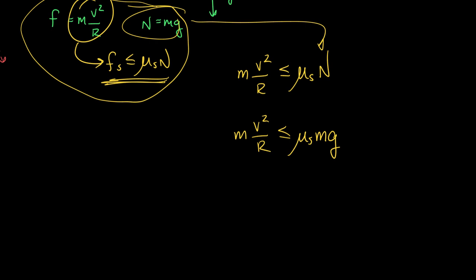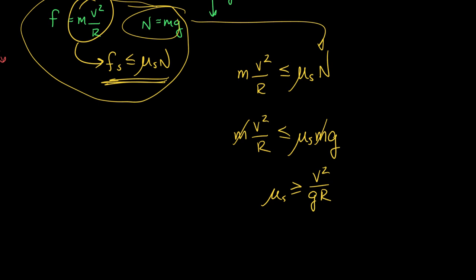The first thing I want to point out to all of you is that it doesn't matter what the mass of the bug is. That happens a lot. You'll find mass cancels out in a lot of circumstances. So if you're not given a mass, it's likely you don't need it. So it seems to me that mu s has to be greater than or equal to v squared over g r. I've preserved the inequality now.